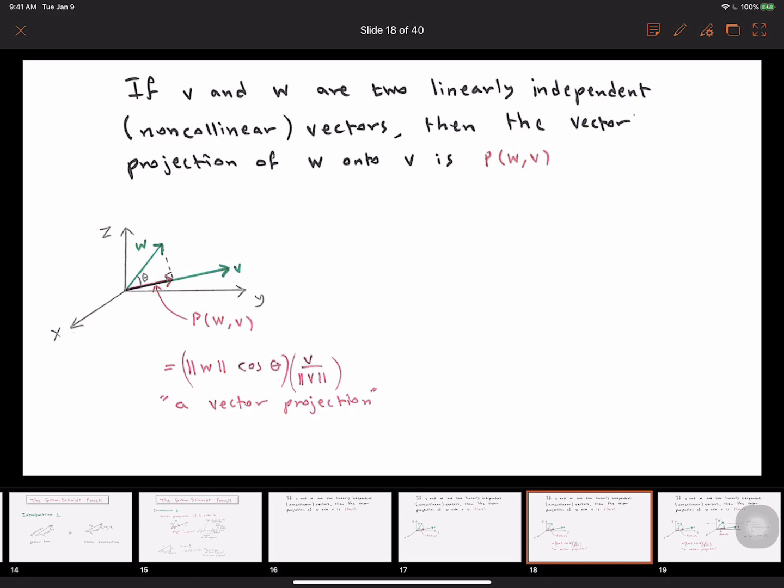So the projection P of W onto V is going to be the hypotenuse W, which is a magnitude for us as of the vector W, cosine theta. So in this case, this right here is the scalar projection. That's kind of the hypotenuse multiplied by cosine theta, multiplied by V over the magnitude V, which is a unit vector, makes it a vector marked here in red. See this vector right here? Now that's a length, that's a direction vector, a unit vector, that's a vector projection.